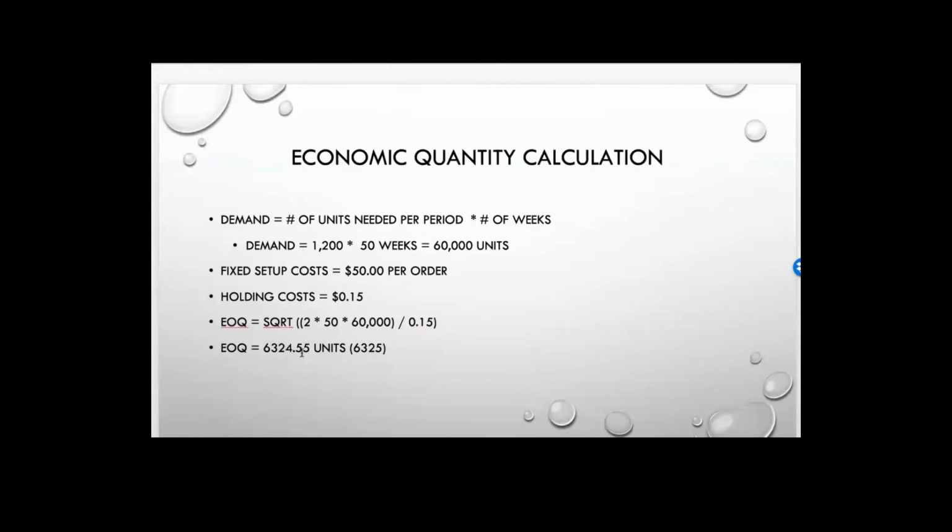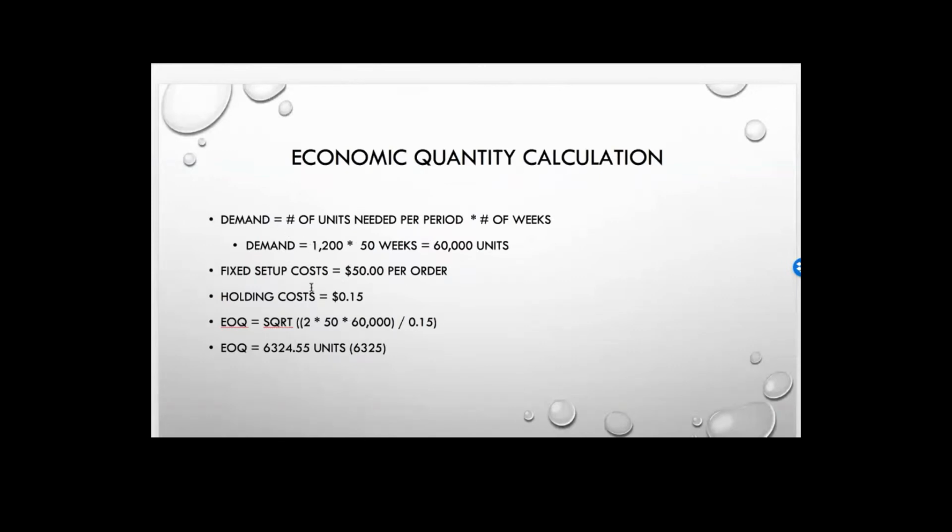So the EOQ is the square root of the first number on top, which is 2 times our 50, our fixed setup cost, times 60,000, which is the number of units we owe every year. The demand here is 1,200 per period.